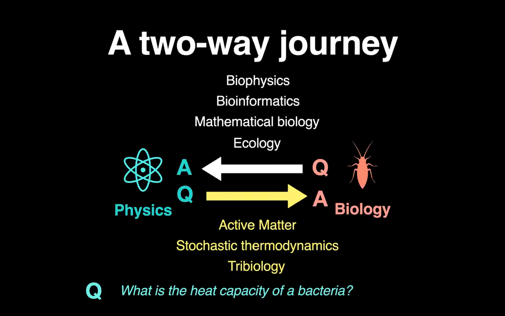This is taken care of by a field called active matter, or stochastic thermodynamics, which I work in, or biology, and others. One example question is: what is the heat capacity of a bacteria? Heat capacity is a physics quantity. It is how much heat a system absorbs when I change the temperature in the environment.